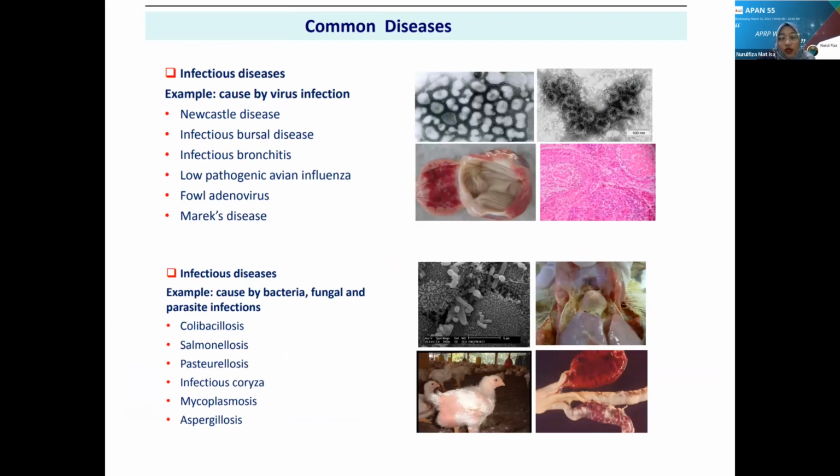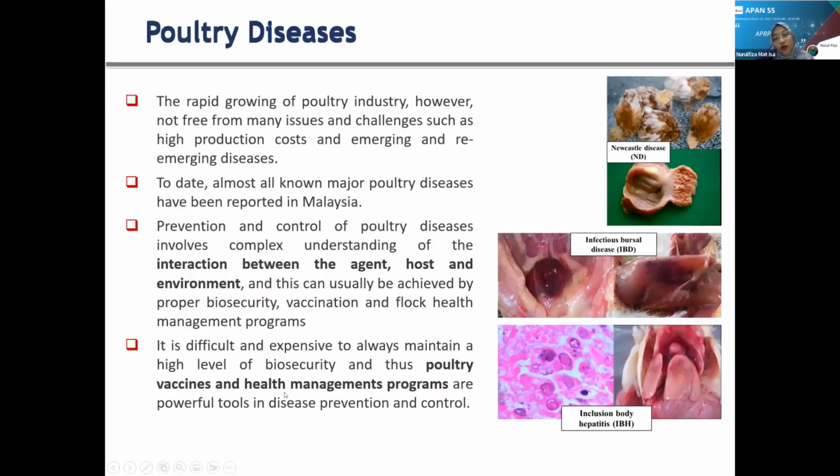For example, we have NDV, infectious bursal disease, infectious bronchitis, as well as bacteria, fungus, and parasites, for example Salmonella, Pasteurella, and also Mycoplasma. So the prevention and control of poultry diseases involve a complex understanding of the interaction between the agent, host, and environment. And this can usually be achieved by proper biosecurity, vaccination, and also a flock health management program.